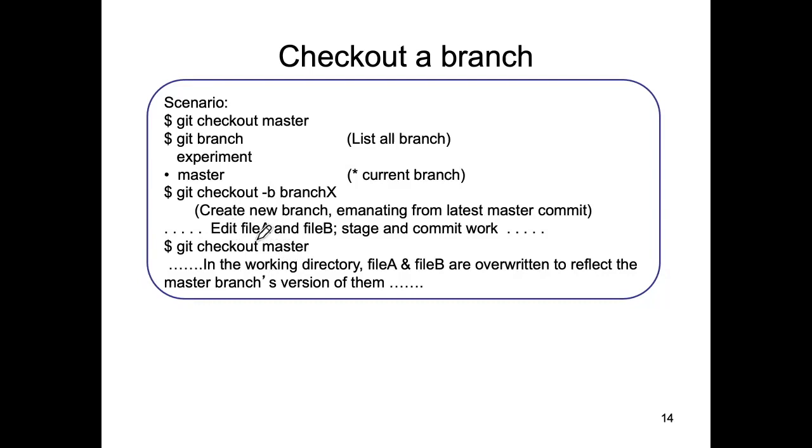So I switched back to master here, and the edits that I made, which I committed to branch X, are not going to be visible now in my working directory. I haven't lost them. I can just switch back to branch X again, and my working directory will contain these edits. So I go git checkout master, and file A and file B in the working directory are overwritten with whatever they were before I made these edits. You could play with that yourselves, and you will in one of the labs that I've set up for you.